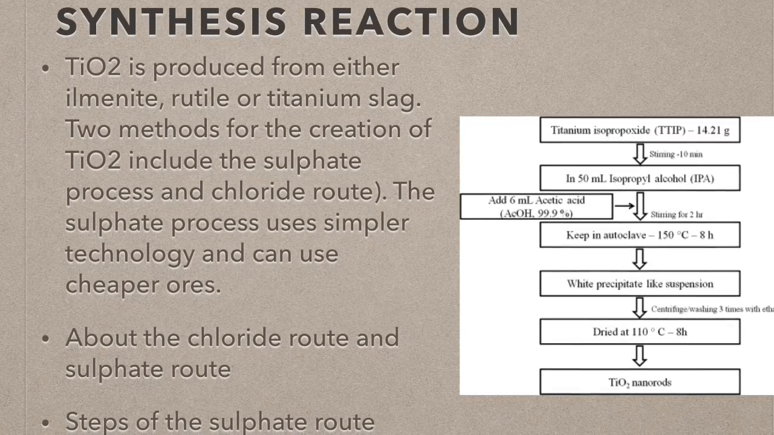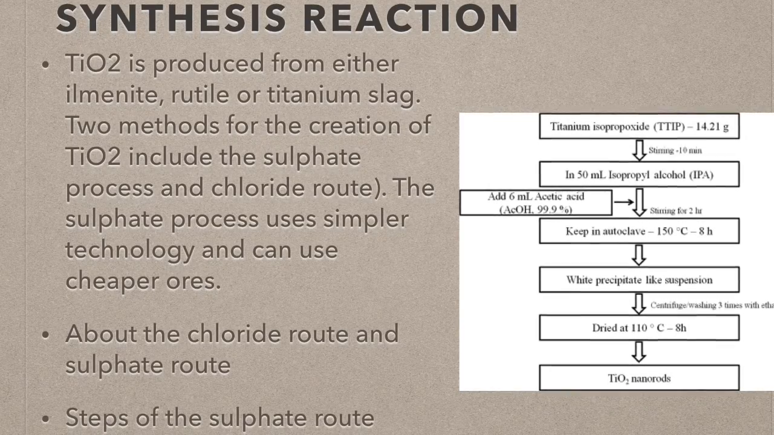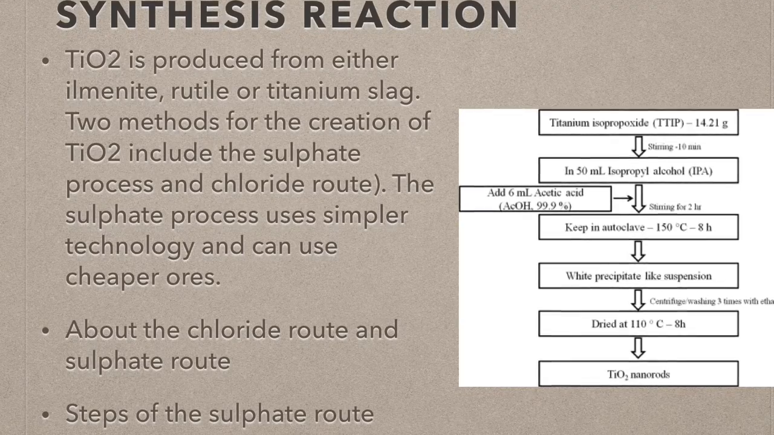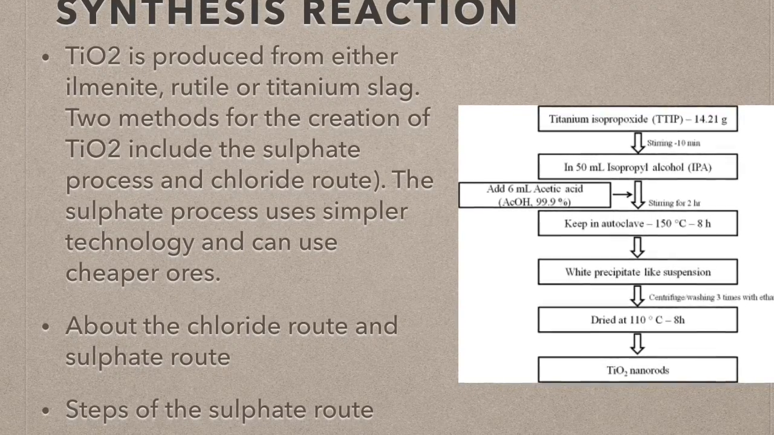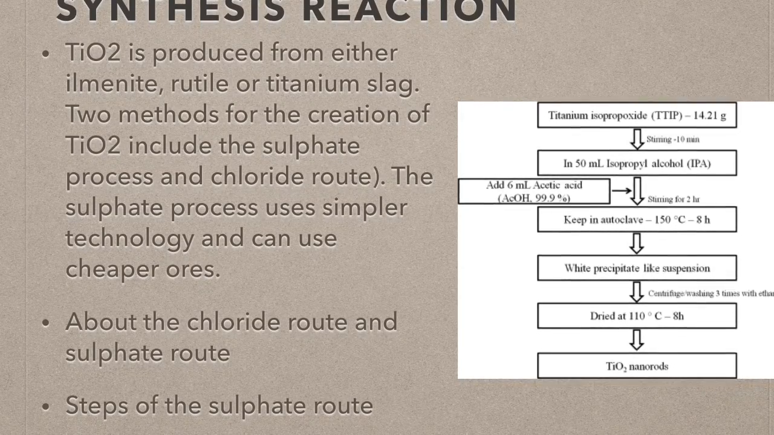The chloride route produces a pure product with a tighter range of particle size, but anatase pigments can only be produced by the sulfate route. The sulfate route is perceived to be less environmentally friendly, but acid recycling combined with other byproduct developments can make it as clean as the chloride route.